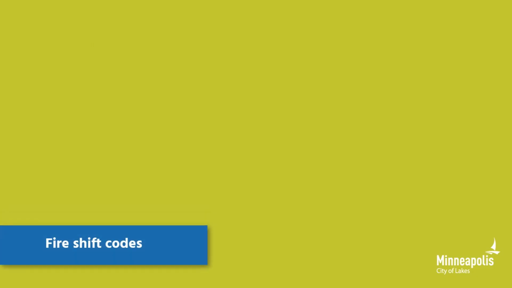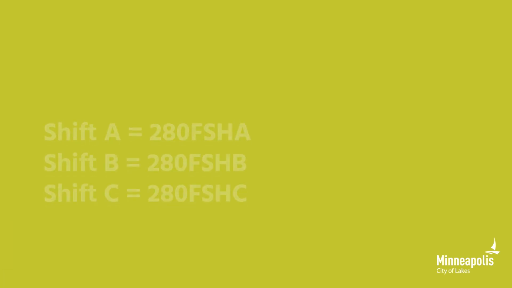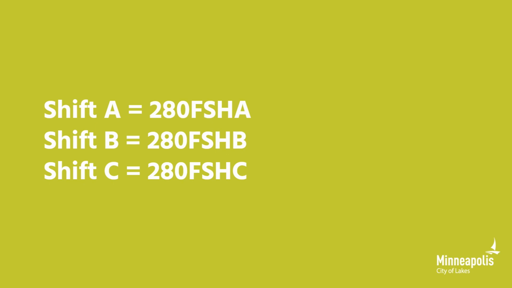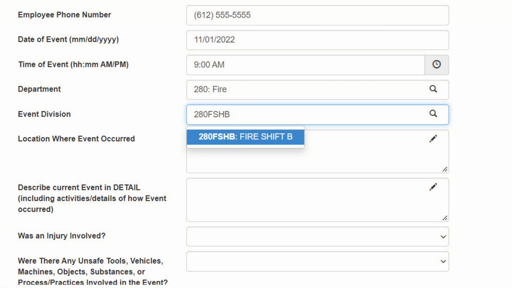Another way to complete this form is to type in the shift code. The shift codes are as follows. Shift A is 280 FSHA, Shift B is 280 FSHB, and Shift C is 280 FSHC. You can manually type in the shift coding and then click the correct option that appears from the drop-down.